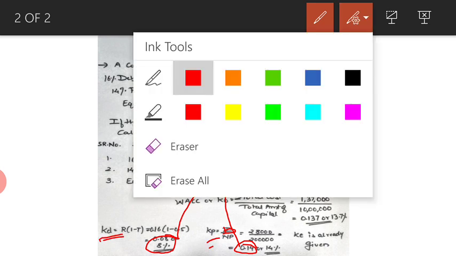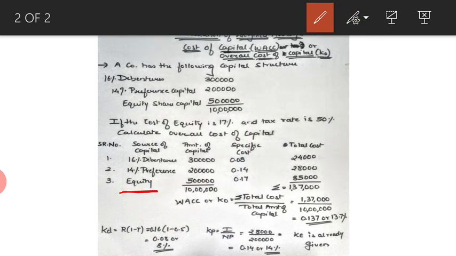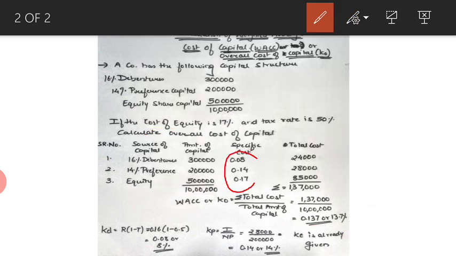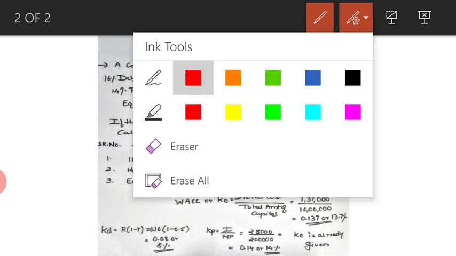Now coming to the last source, that is equity. For equity, if you see, the cost of equity is 17%. That means KE is already given to you, so we need not calculate KE at all. Whatever KE is given, 17%, we have to use directly over here. 17% is nothing but 0.17. I hope you're clear with this calculation of specific cost using the formulas that we have already studied in the previous videos.